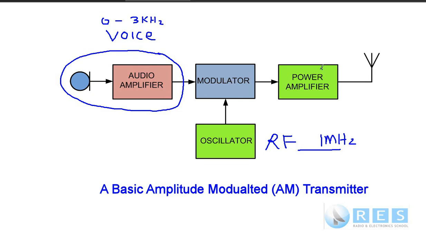This stage is nothing more than a radio frequency amplifier. That's a radio frequency power amplifier. So we need that because the output of an oscillator is very, very low. The output of the audio amplifier is very, very low. So at this point here, we've actually got the signal that we're going to transmit.